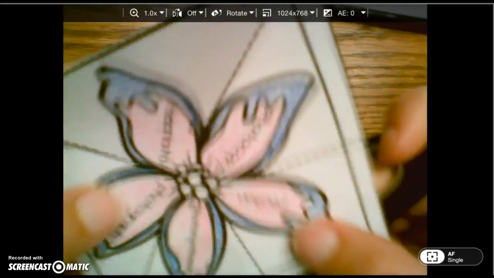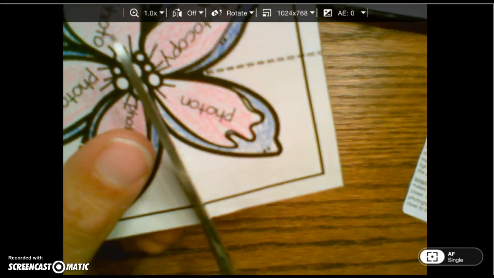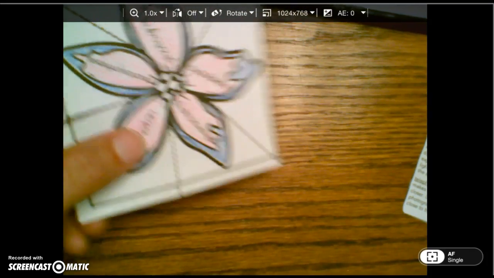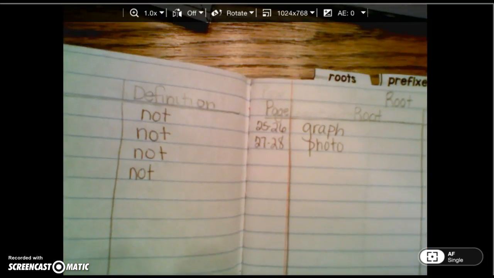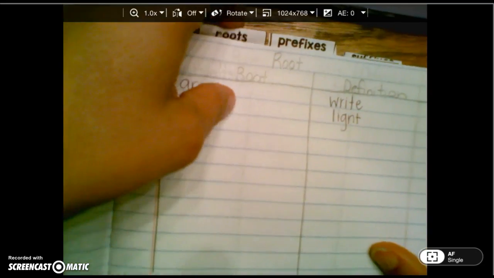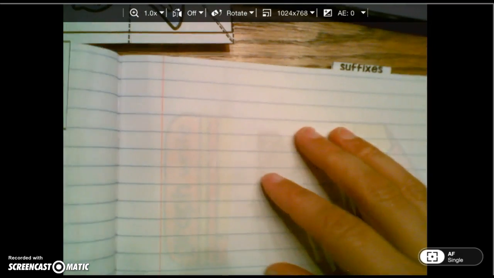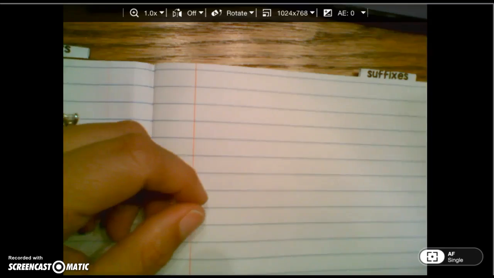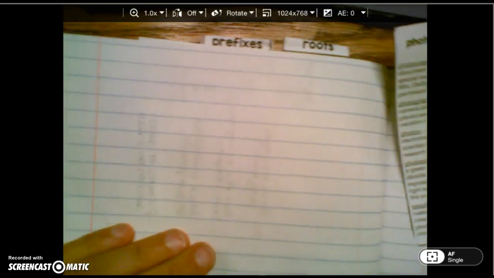All the way around. Just cut on that dotted line there. And my last one right here. Alright, so let's get our notebook back. We said that photo is going to go on page 27. So I'm going to use my little tabs, flip over to roots, and look for page 27. Alright, our definitions here will go on to page 27.